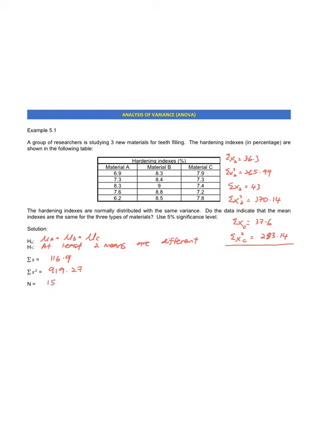Okay. Kalau n kecil, so untuk n material A kita ada berapa? 5. Number of samples for material B kita ada 5 juga. For material C also we have 5. So the total is equivalent to 15, which is capital N. Okay.